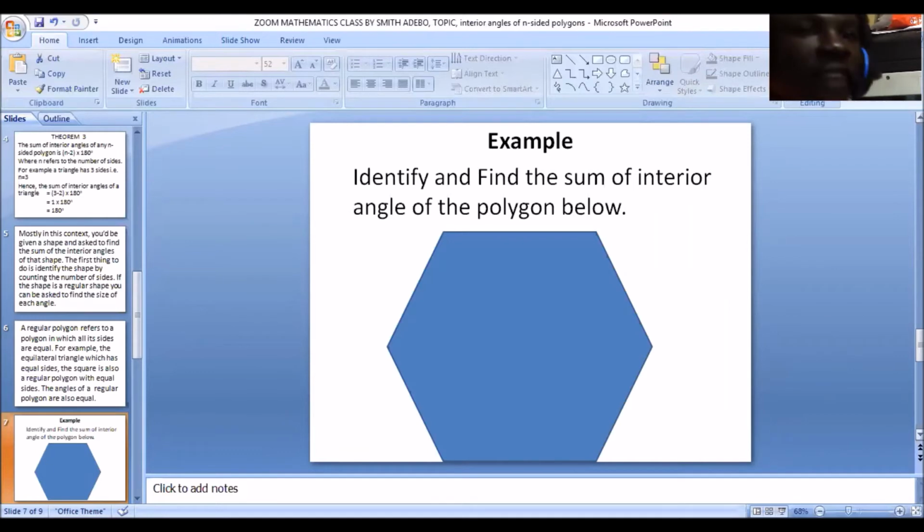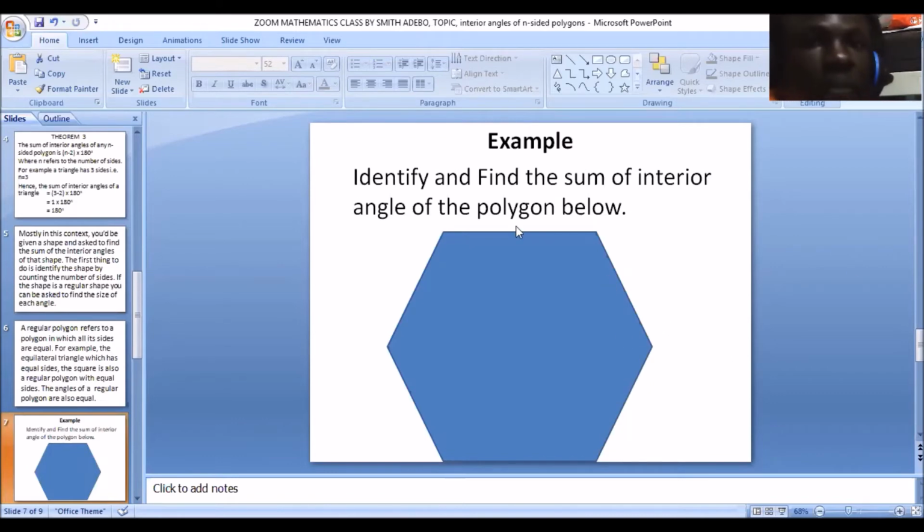Secondly, you find the sum of interior angles. Now, the sum of interior angles refers to the total number of angles that are embedded in this polygon, the total number of angles that can be found in this particular polygon. The first thing we do is we count the number of sides.